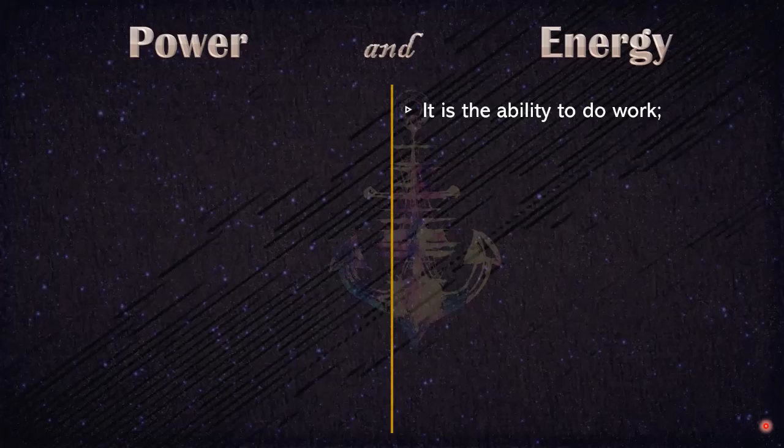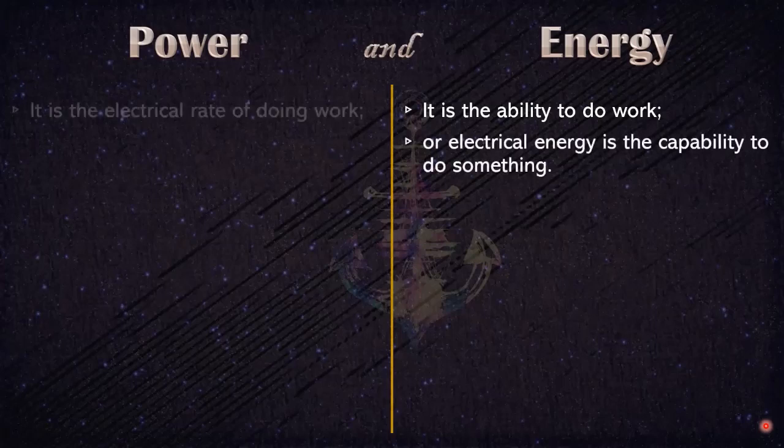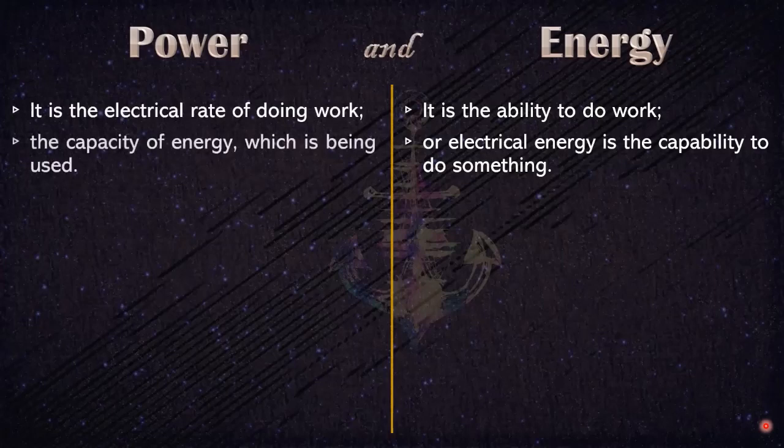So, electrical energy is the capability to do something, while power is the electrical rate of doing work, the capacity of energy which is being used. Another illustration or example is a weightlifter. Let's consider the power here is like the strength of a weightlifter. And energy is the measure of how long he can sustain the output of power. Kaya niyang i-lift ang dumbbells, but the question is how long kaya niya i-sustain iyang power to lift the dumbbells.